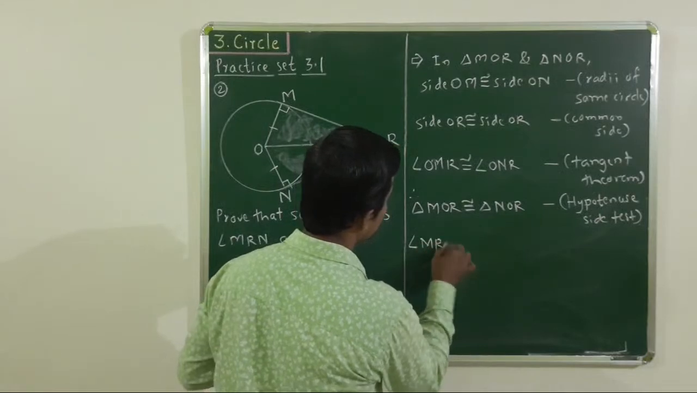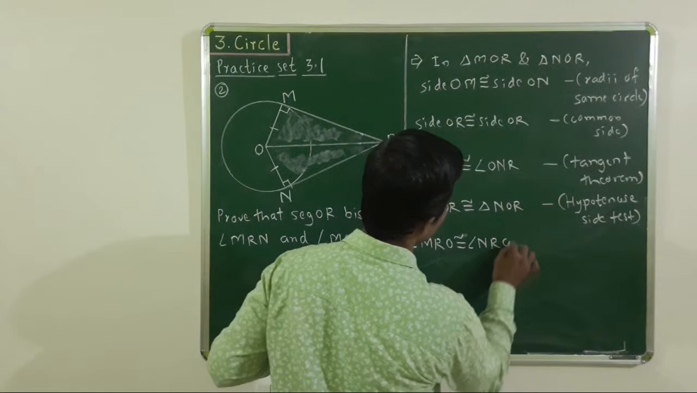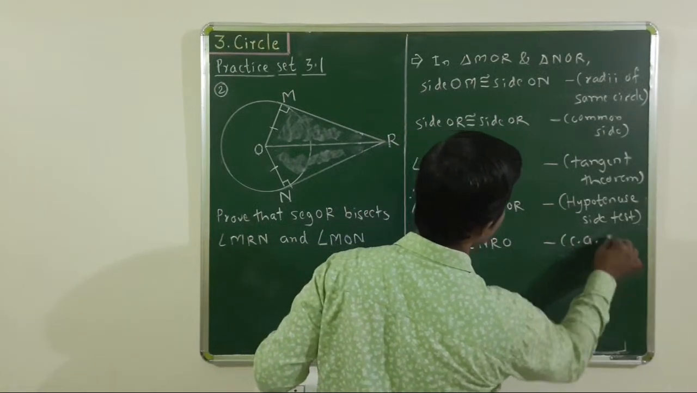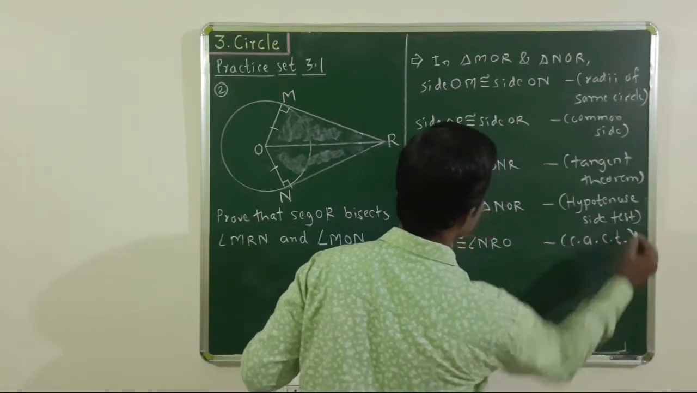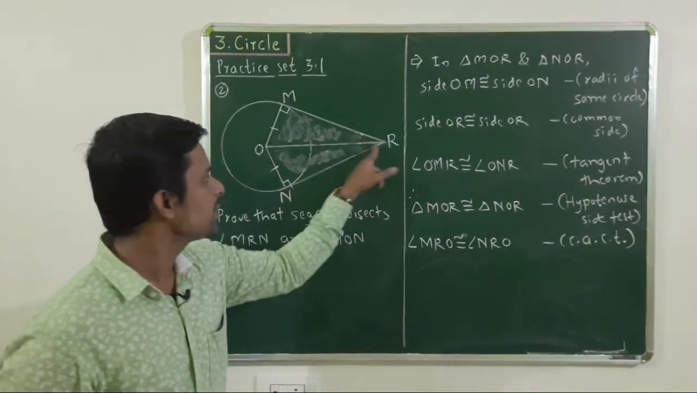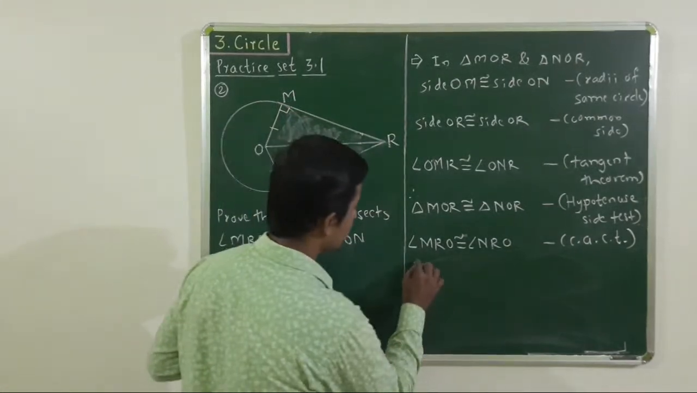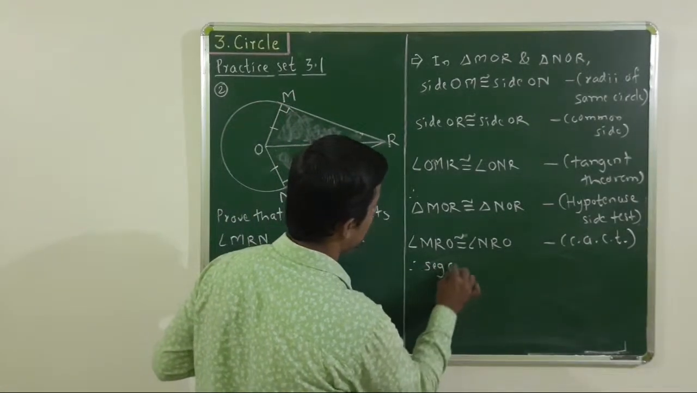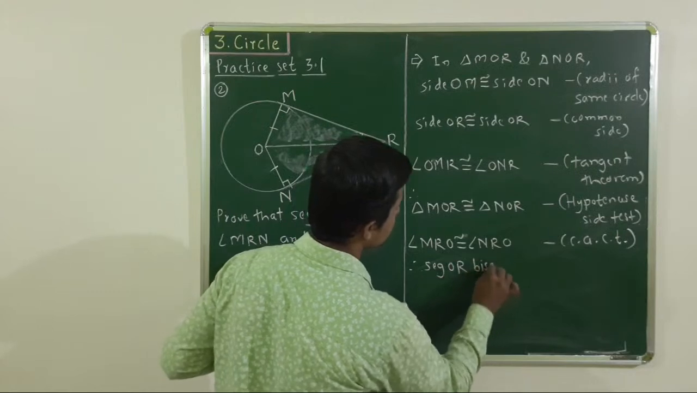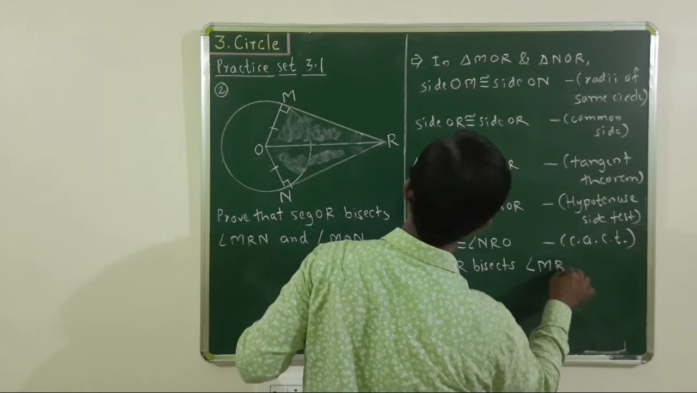Angle MRO is congruent to angle NRO. Reason: corresponding angles of congruent triangles. Now since these two angles are congruent, hence segment OR bisects angle MRN.